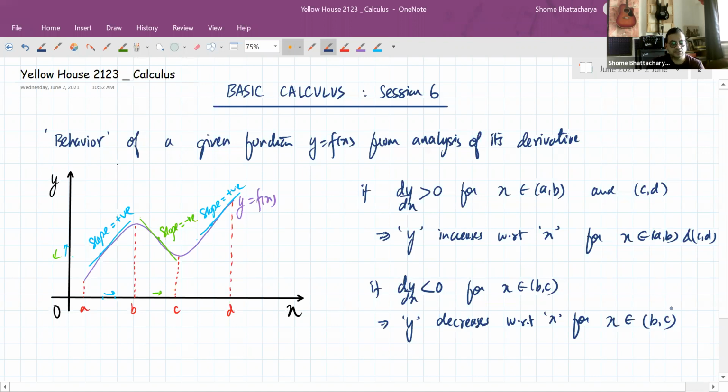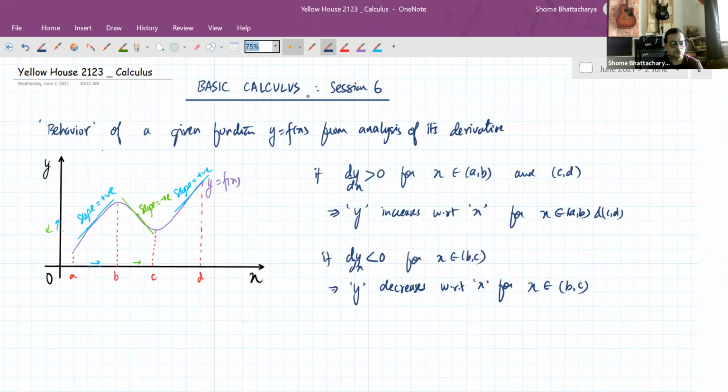Okay, so we will see this with some more numerical examples. But the logic of that should be very simple to understand. The derivative itself means rate of change. So if y is increasing, naturally the rate of change should be positive, and if y is decreasing, then naturally the rate of change should be negative.